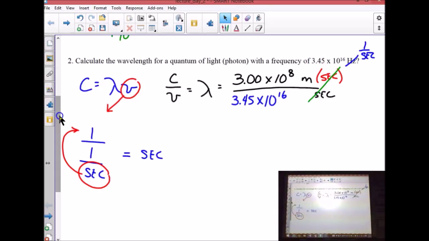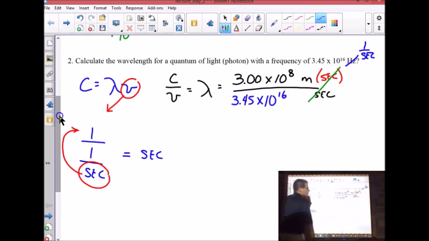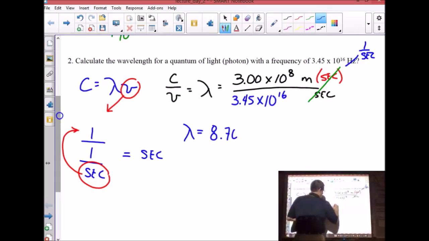And should we have a positive or negative exponent? So I'm 8 divided by a positive 16. So that should give me a negative exponent, right? Since my number's bigger on the bottom and it's a positive number. So 8.70, we'll say, times 10 to the negative 9, and that's meters.